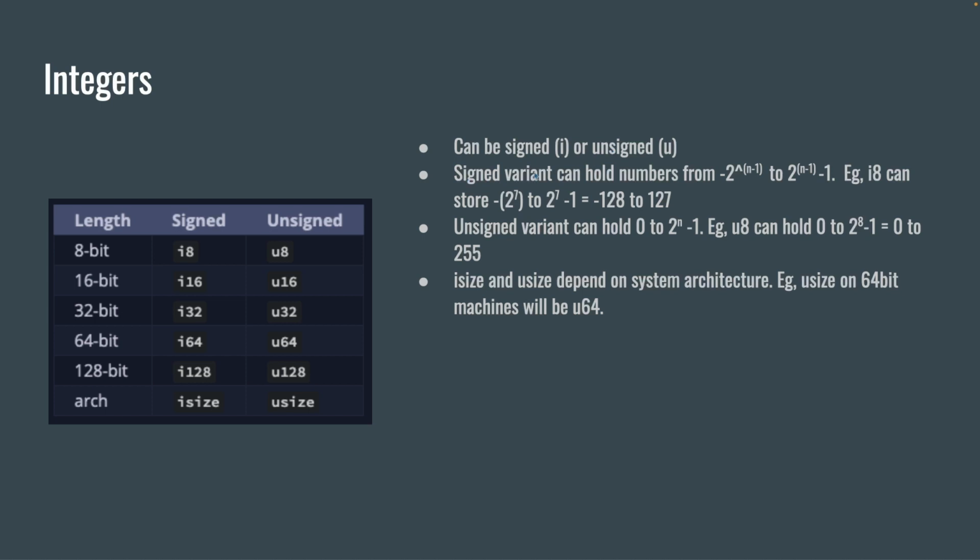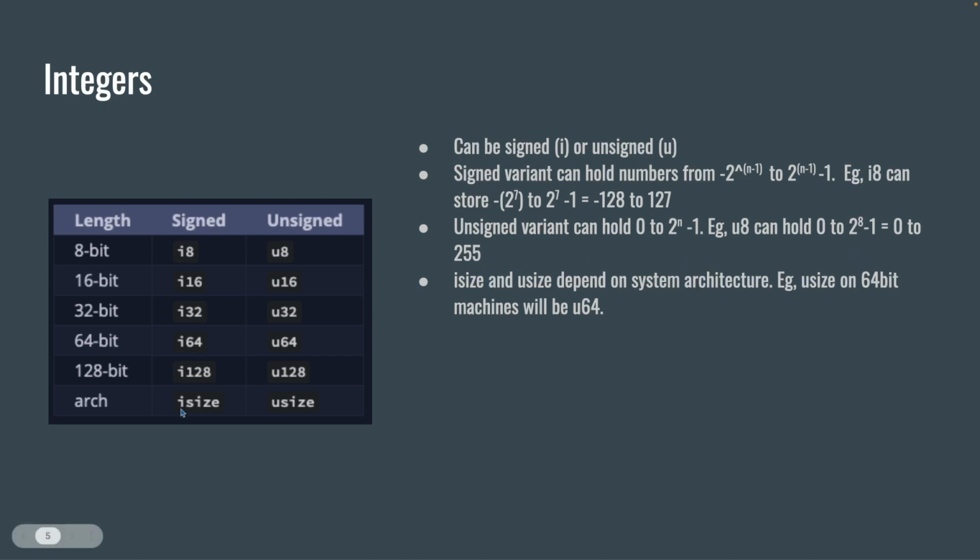Now, signed variants can hold numbers from -2 to the power of n minus 1 to 2 to the power of n minus 1, minus 1, where n is the bit length. For example, I8 can hold values from -128 to positive 127. Unsigned variants can hold data from 0 to 2 to the power of n minus 1. That means, for example, U8 can hold 0 to 2 to the power of 8 minus 1, which is 0 to 255.